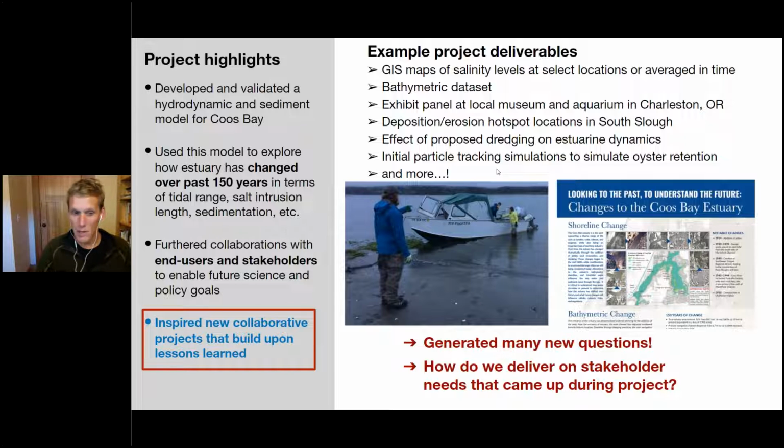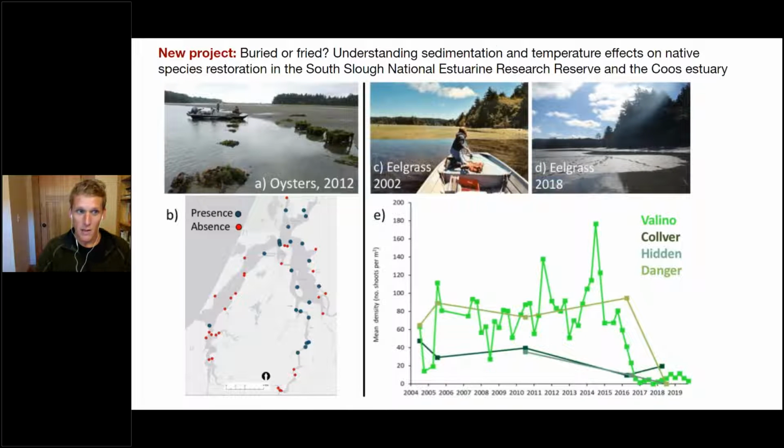So I'm going to spend about a couple minutes talking about this new project because I think it highlights some of the things we learned from this current project, and just to give you a sort of an ad for what we're going to do next. So the new project is actually in particular looking at both oyster and eelgrass habitats in South Slough and the greater Coos Estuary. And in particular, we're thinking about sediment still. So how does sedimentation affect those habitats, or erosion? And then also, how does temperature variability affect both oyster and eelgrass habitat?